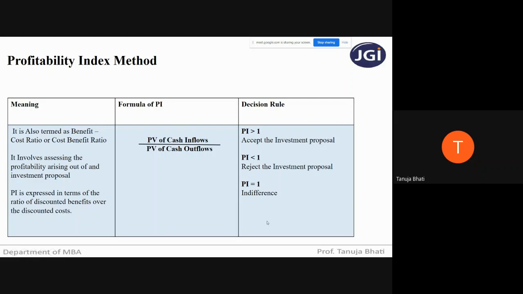Now, students, tell me, how am I going to calculate PV of cash inflows? Suppose today I make an investment of 2 lakh rupees. After 5 years, I'm getting, suppose, 50,000 rupees. So I have to bring down this 50,000 to today's present value. So what are the steps to bring this 50,000 to today's present value?